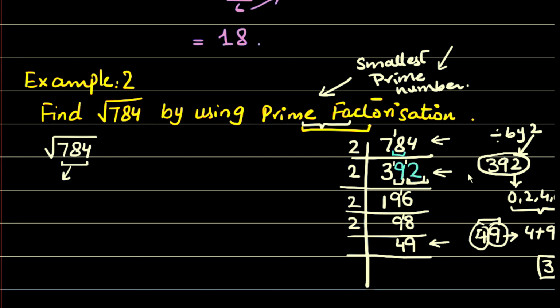So now we will go to 5. What is the rule for 5? The last digit should be 0 or 5. So it means we cannot apply 5. So let's move on to 7. 7 7s are 49. And we have to keep factorizing until we reach 1. 7 1s are 7, right?